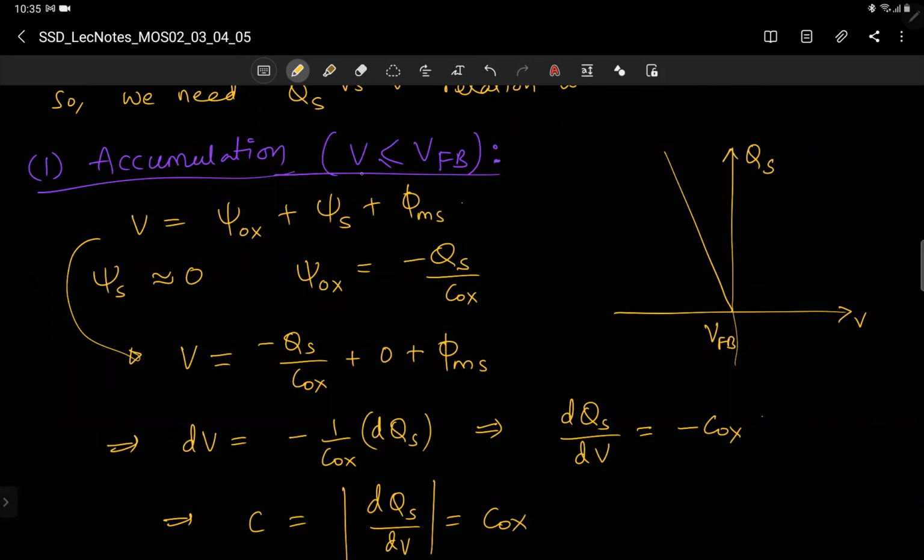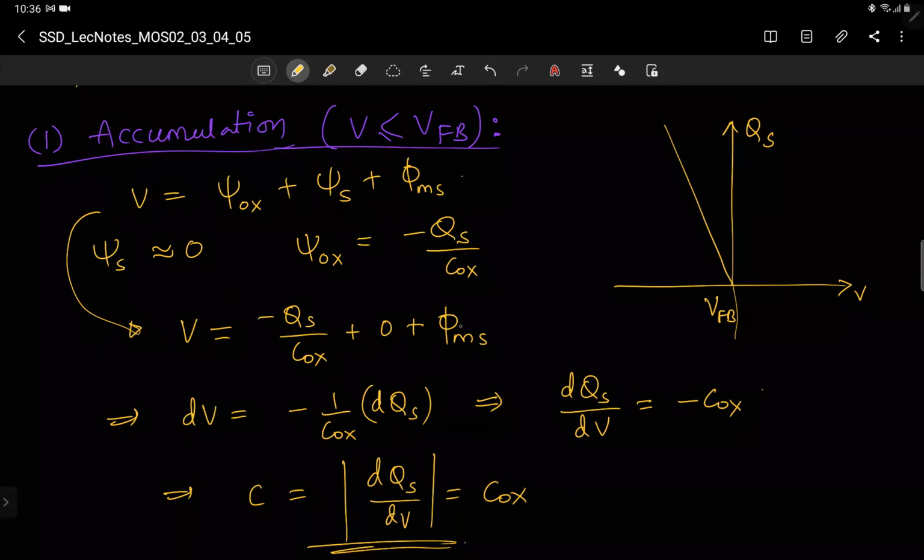Accumulation is V less than or equal to VFB. So V is this, we know that. In accumulation, psi s is approximated to 0 because the high concentration of holes rapidly falls to 0 at the interface, so it can be treated as zero potential drop. And psi ox is nothing but minus Qs by Cox. Again, here I have not included QF, but if you want to include it, you can. So let me include it, because let us analyze the general case.